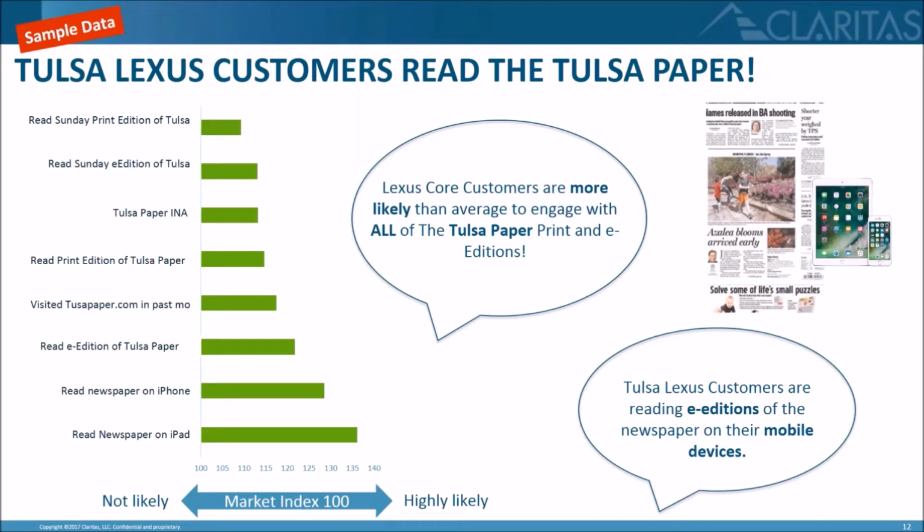We see here the index or likelihood that the Lexis core customers are engaging with our newspaper products. Across the board, the core customers are more likely than average to engage with all the Tulsa paper products. That includes their print edition, their e-edition, and even visiting their website. So not only are we creating the link between their clients' customers and our newspaper products, we're also sharing with them some valuable insights on the best ways to reach their customers.